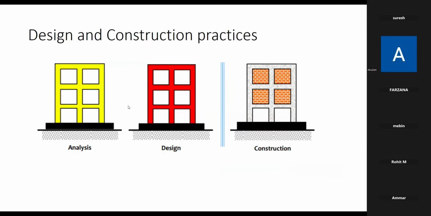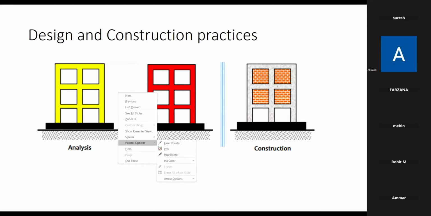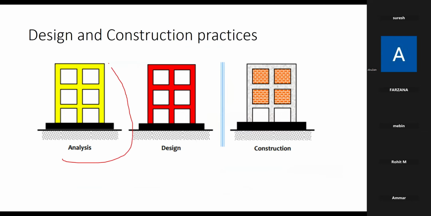These are the main things we are checking, and also the secondary effects: due to secondary effect, how much additional moment develops, how much additional torsion develops. So this part only we are doing in the analysis part. In the analysis part we are just applying all the loads, and the results come from the software based upon the assumed load.